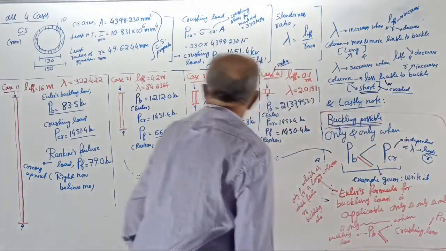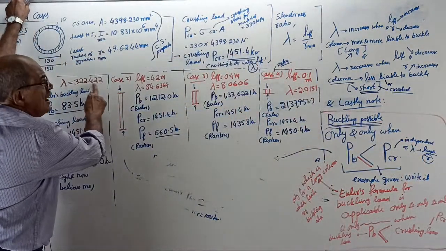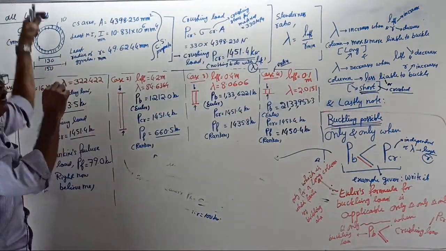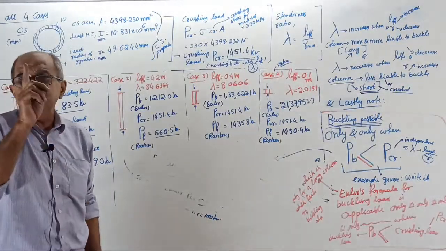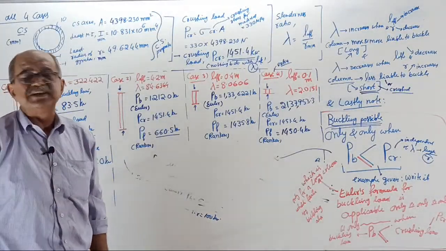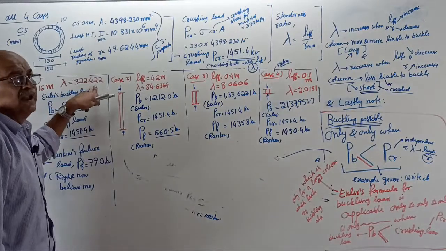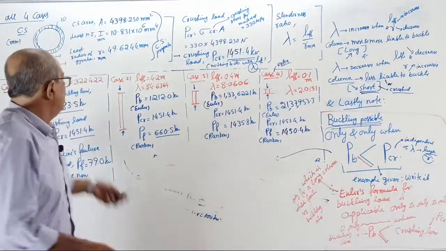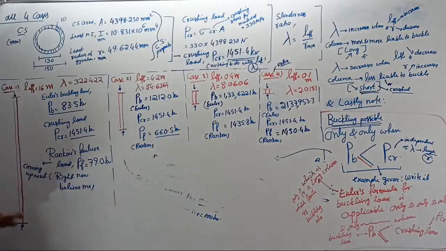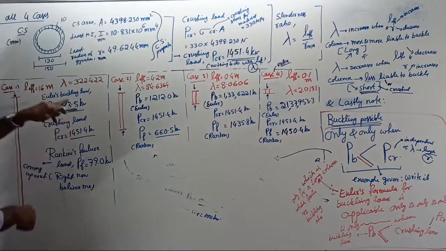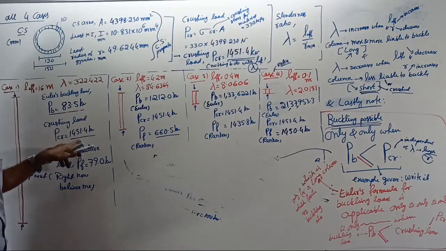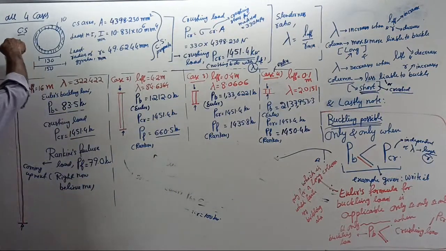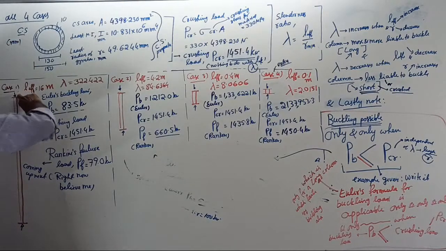So here see, your lambda came 322. It is abnormally wrong. IS code does not permit for steel structures lambda under normal case more than 180. So it is almost double. This is a gone case column. See here, thin and long column will buckle at 83.5 kilonewton.